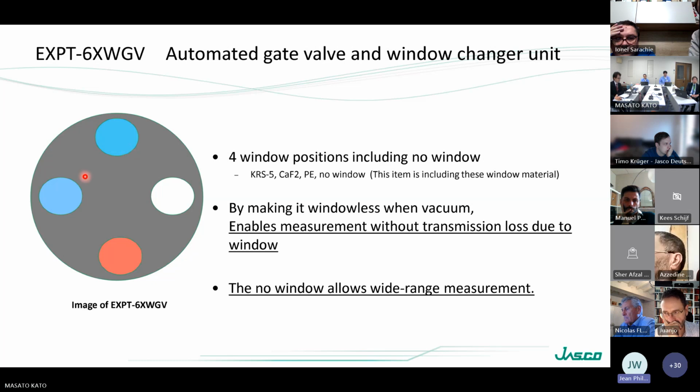Are the windows included in standard, or do we have to order them separately as an option? These window materials are included in this changer unit. Jean-Philippe, in the past, you had to select the windows during the configuration, so you had the gate valve with KRS5, or with polyethylene, or with CaF2. Now you have one wheel that always includes the three windows, and the hole without window is the difference from the past. Okay, that's why I was confused, because I didn't know if it was included or not. No, they are included.